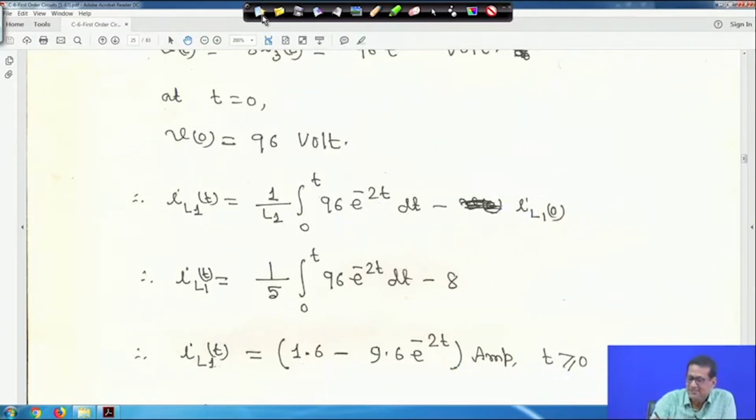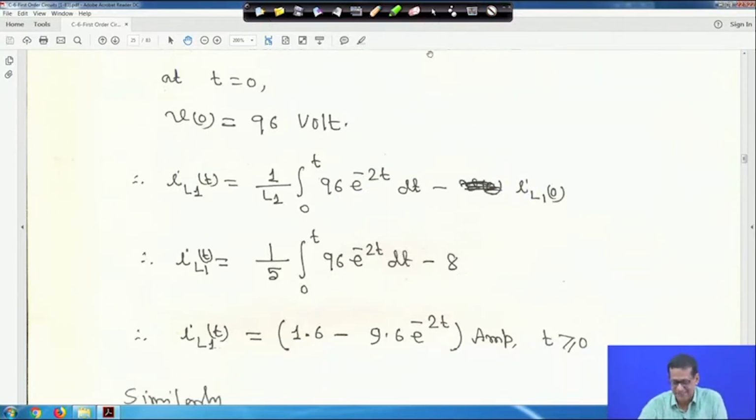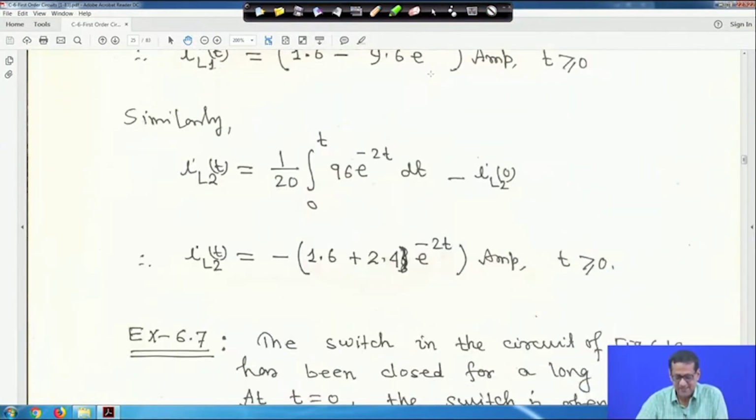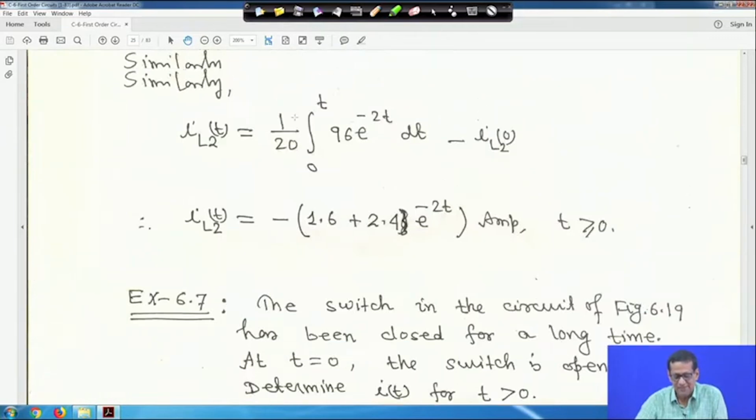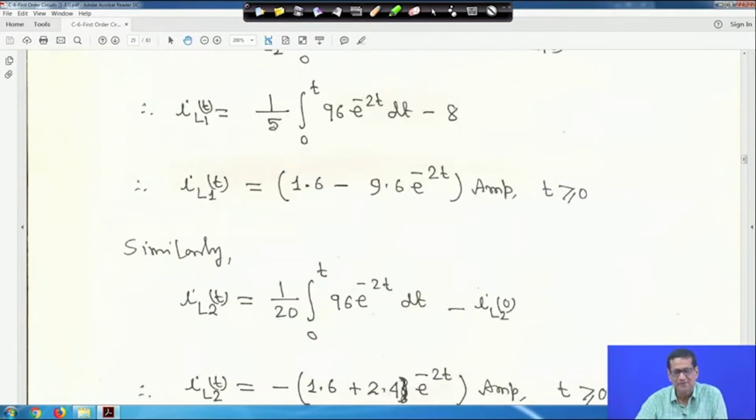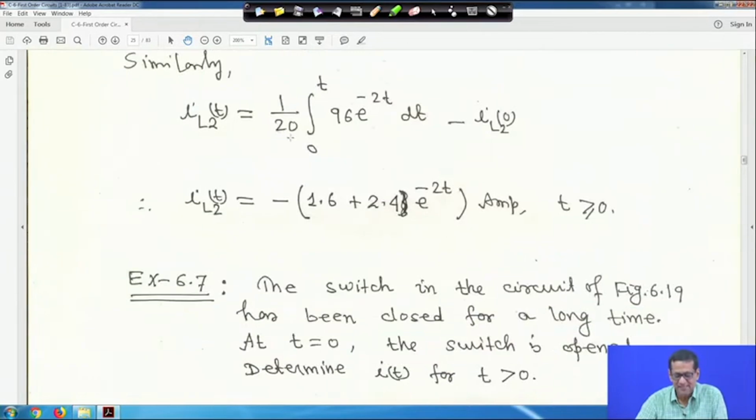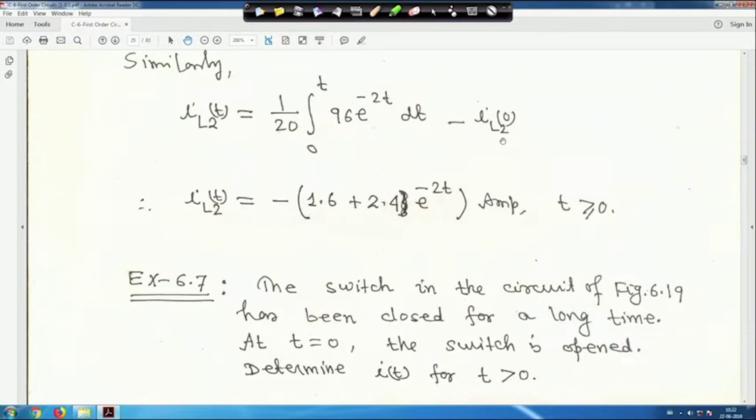Next, similarly, this same question was there when two capacitors are in series, right. Similarly, IL2 also: L1 was 5 Henry, here it is 20 Henry, and it is integral from 0 to t of 96 e to the power minus 2t dt, minus IL2(0), right. Here also a minus sign is there. So this is a question to you, why is it.